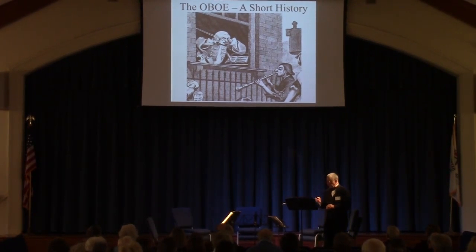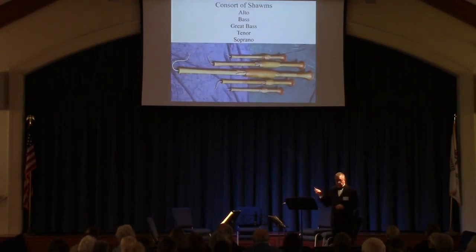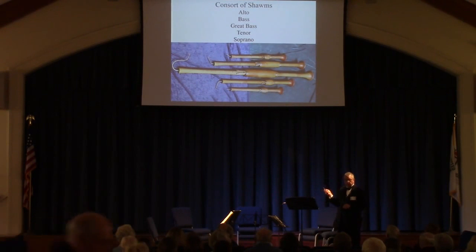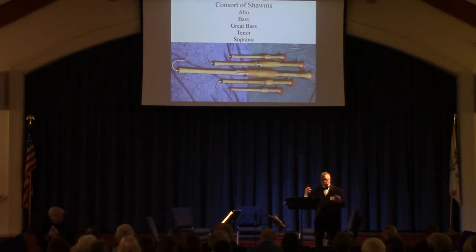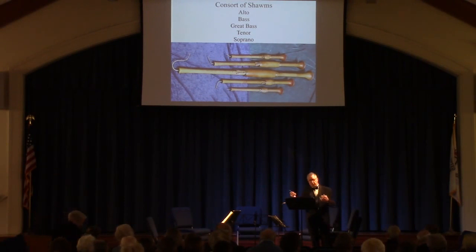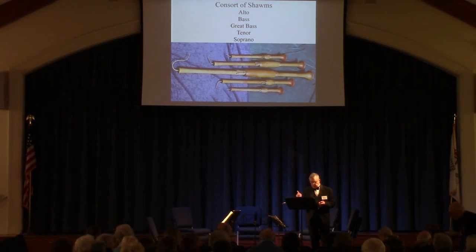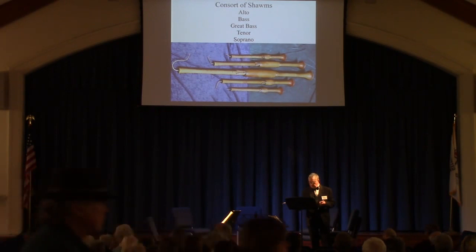The predecessor of the oboe was the shawm. A Renaissance instrument used up until the early 1700s. And this is a family of shawms. From the top, you have the alto, the bass, the great bass, the tenor, and the soprano. Typically, these were used for outdoor music, some ceremonial type things. And this is a recording of the shawm consort with a sackbut.